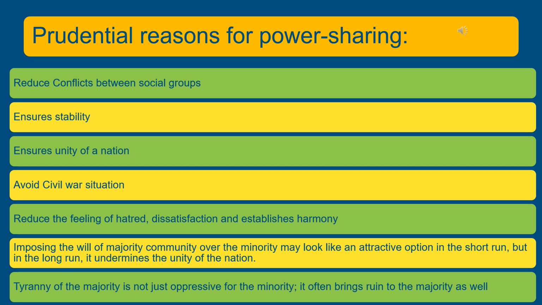Another very important point: it ensures stability. The government becomes stable. No issues with the government if power is shared. It ensures the unity of a nation. There won't be any chances of partition of the country. There won't be any chances of differences among the people. So of course, in that case, the country would remain united. It avoids civil war situations. If Belgium had not adopted power sharing, there might have been a possibility of civil war as well, like Sri Lanka.